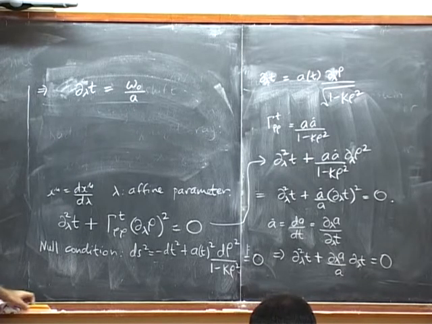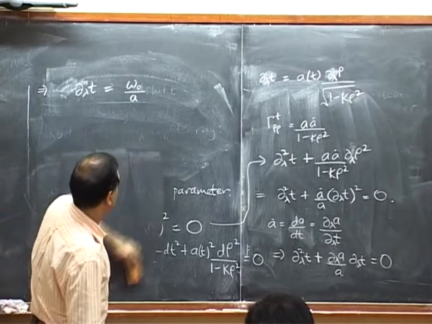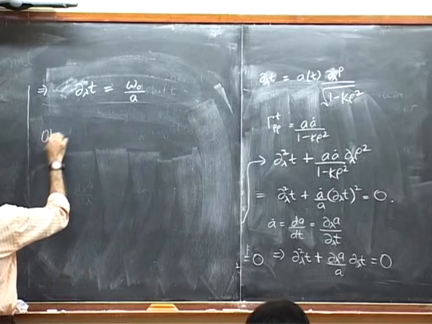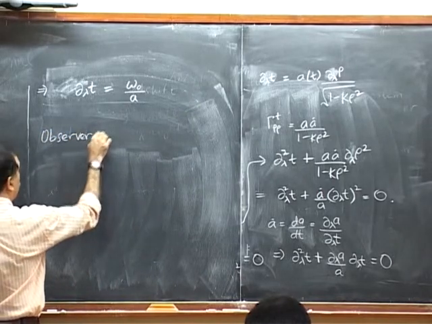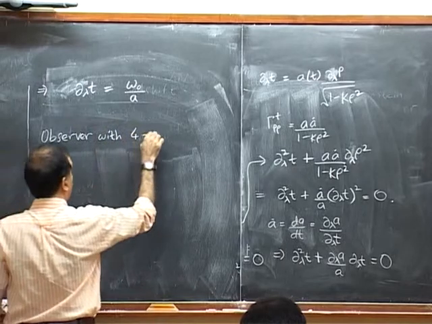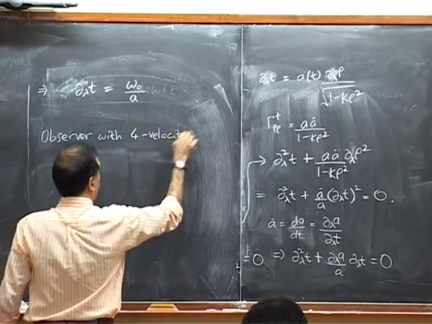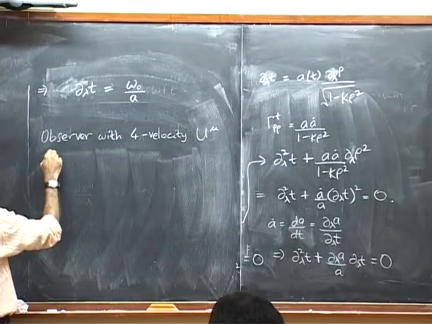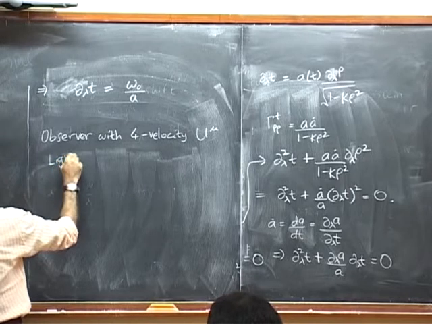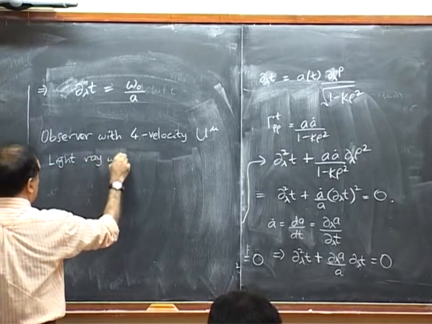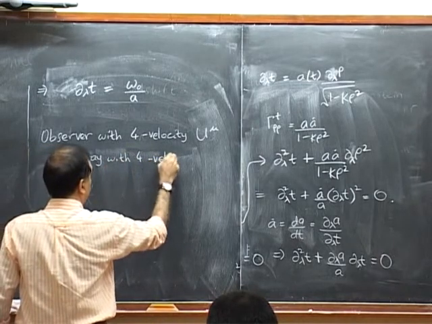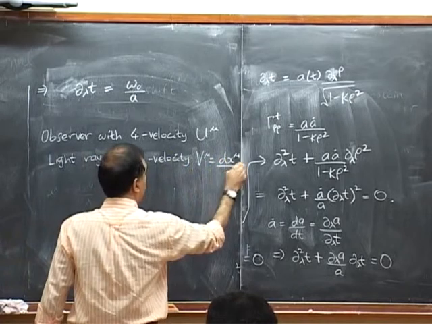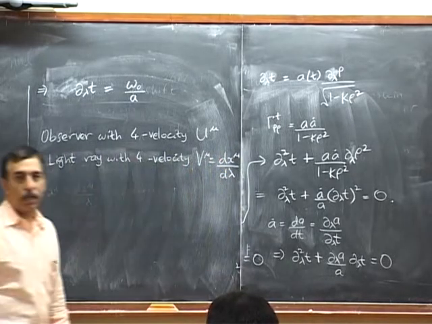Now let's come to the physical observation. It's something that we've already looked at before. Supposing I have an observer, this is a very general rule, with 4 velocity u and a beam, a light ray. It also has its 4 velocity, which is just dx mu by d lambda.